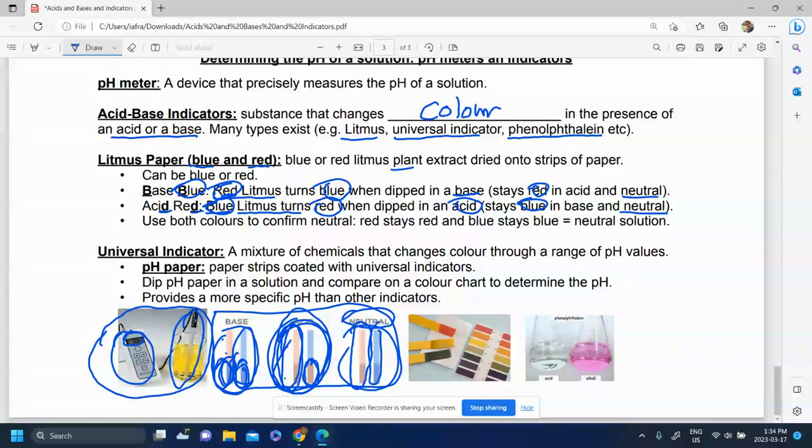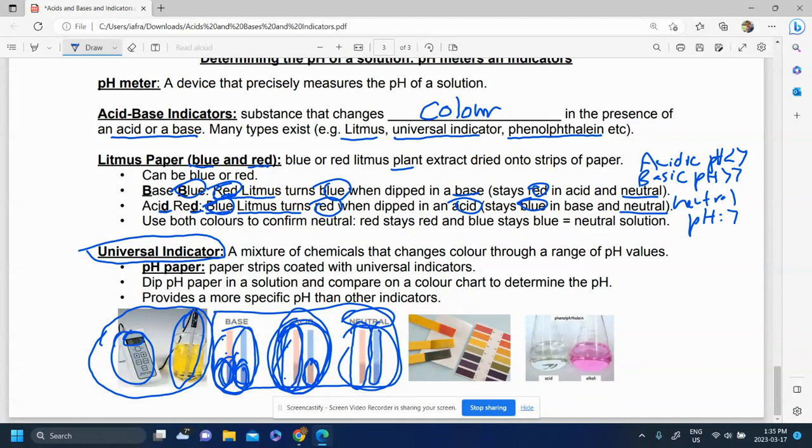Another indicator that we'll sometimes use is called the universal indicator. So litmus paper, you could really only tell if something is acidic, in other words, pH less than 7, basic, pH more than 7 or greater than 7, or neutral, pH is equal to 7. Sometimes we want to have a more precise value, an actual number for our pH, and what you can do is you can use the universal indicator instead.